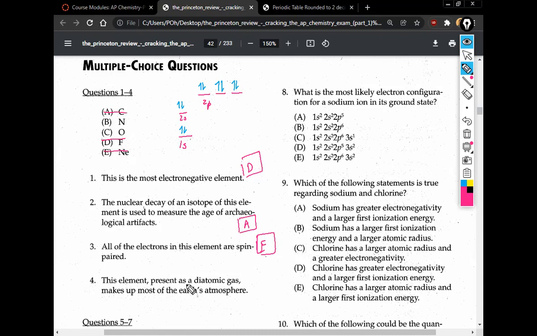Now we have nitrogen and oxygen. Both of them are diatomic gases. So in nature, they're usually found as N2 and O2. But which one is the one that makes up most of the atmosphere? Who thinks it's oxygen? Who thinks it's nitrogen? Yeah, I actually mentioned it at the beginning of the year, but it is nitrogen.